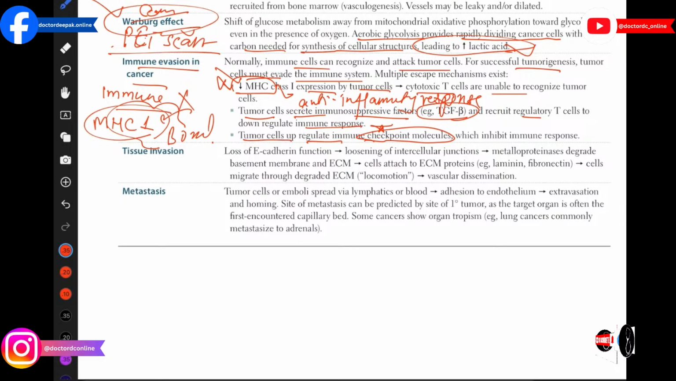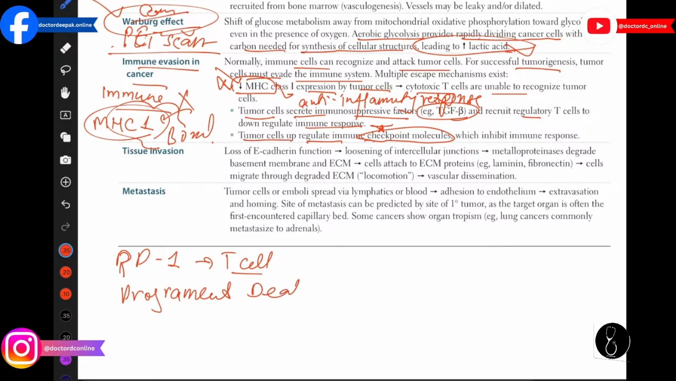The key players for inhibiting the cells are PD-1. PD-1 is a protein on T cells.